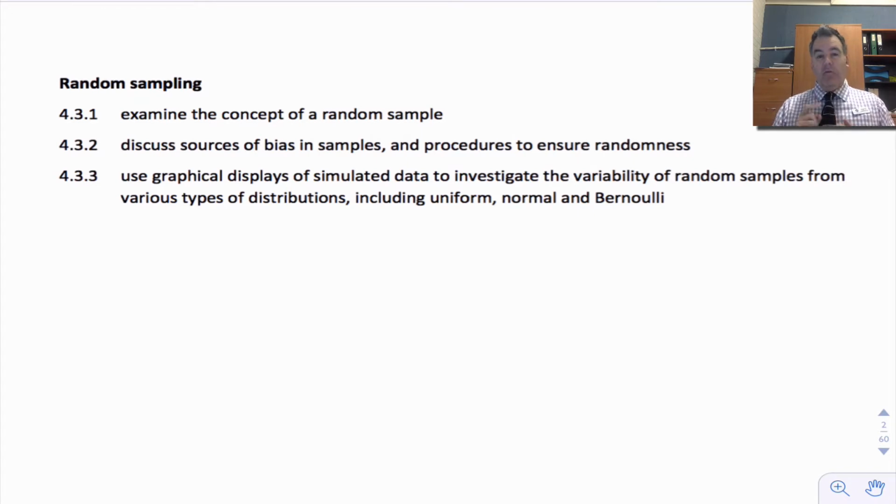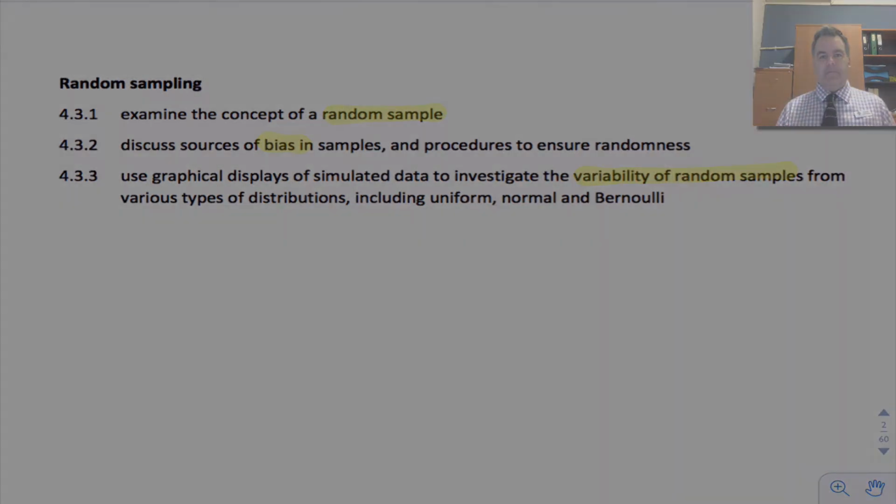Examine the concept of a random sample. Discuss sources of bias. So here's some words that are really important. Random sample, what a random sample is, what bias is, and procedures to ensure randomness. Use graphical displays of simulated data to investigate the variability of random samples from various types of distributions, including uniform, normal, and Bernoulli. I'm going to deal with that later. In this video here, we're just going to talk about the first two bullet points.